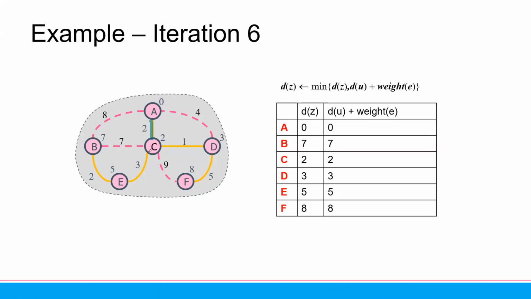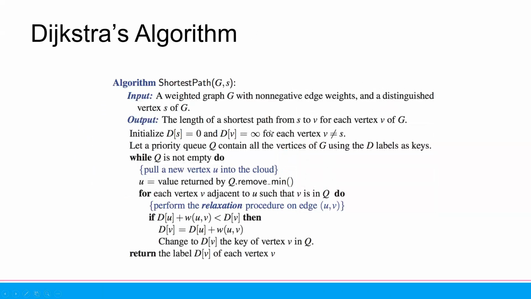And the yellow color shows the path. If I want to go to C, the distance is 2. If I want to go to D, the distance is 3. If I want to go to E, the distance is 5 with this path. If I want to go to F, this is the shortest path. Okay. This is the Dijkstra algorithm.